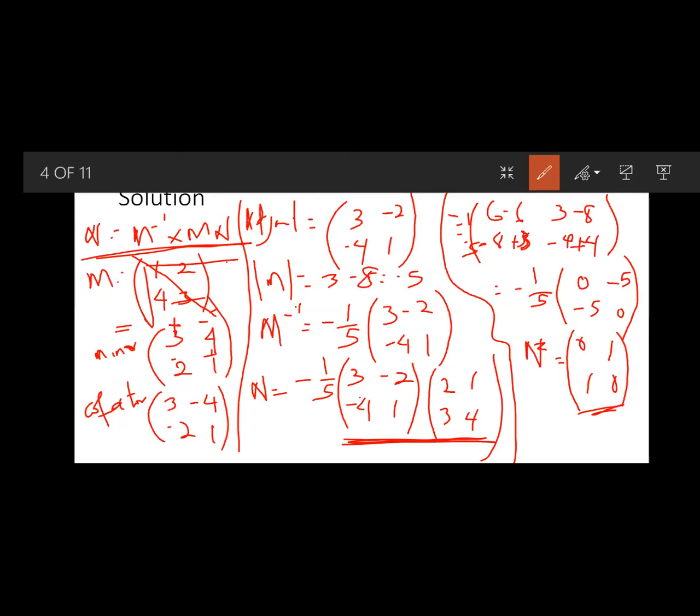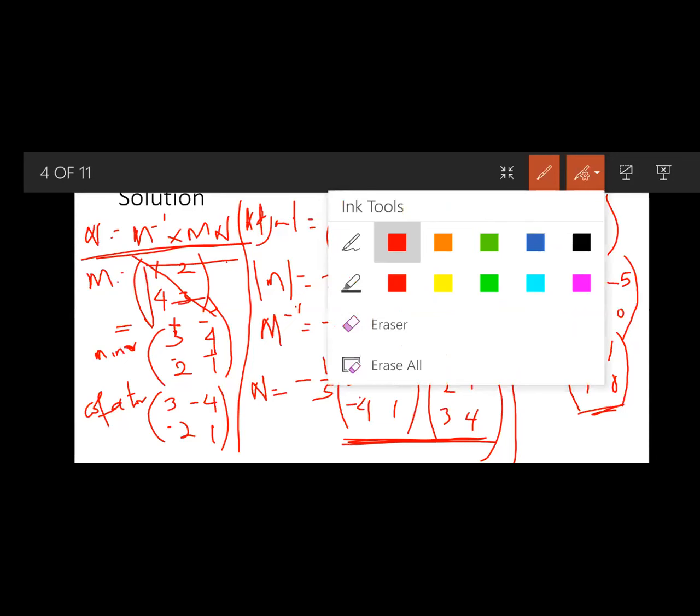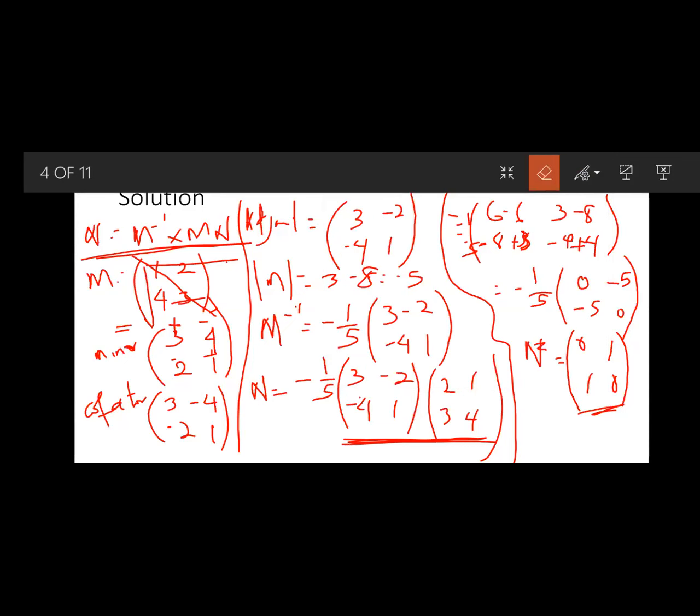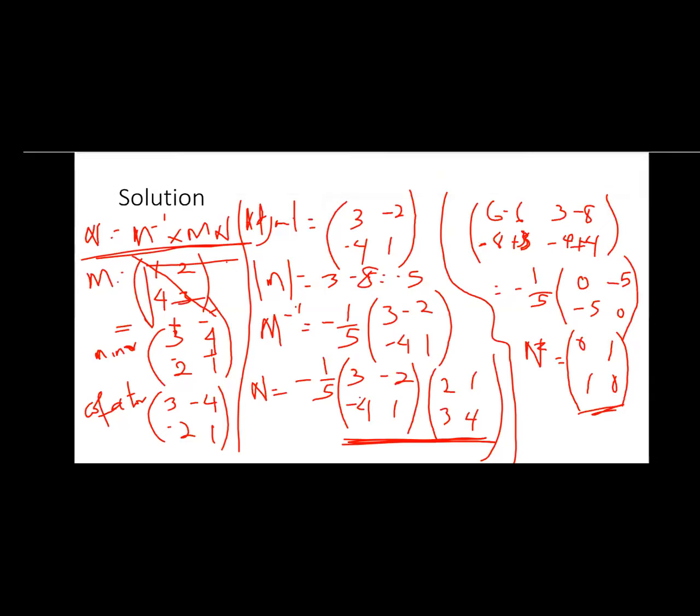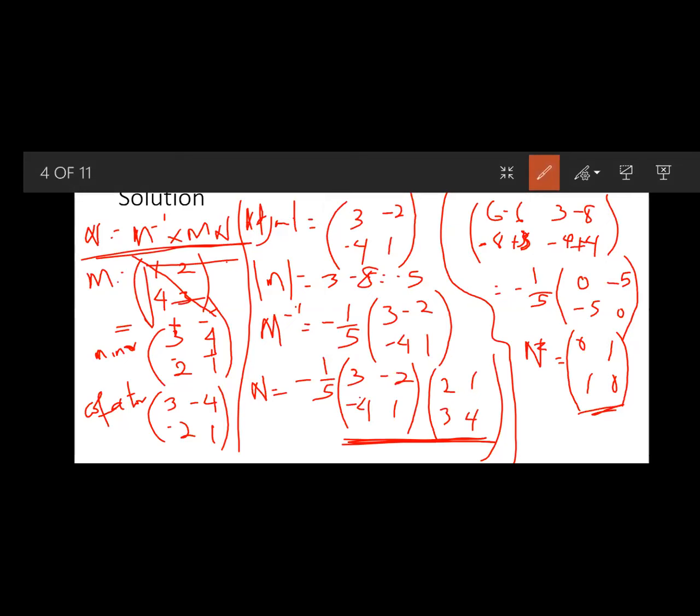I hope it is very clear. Any problem? Yes, what if you multiply minus 1 over 5 first before you multiply it with the Mn? Okay, see, the same thing.